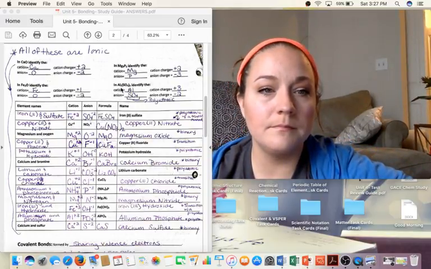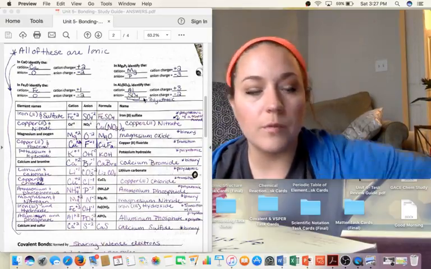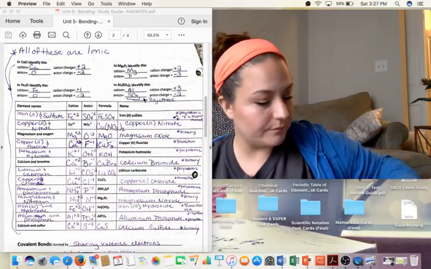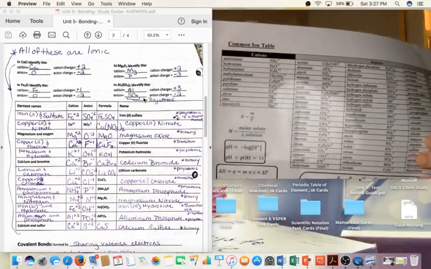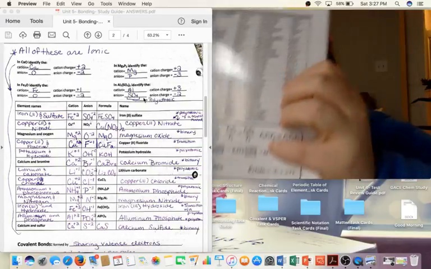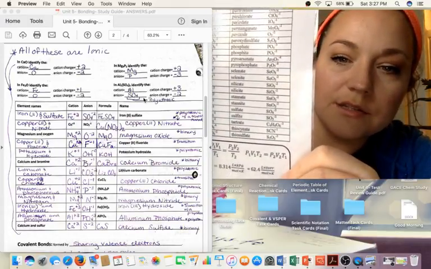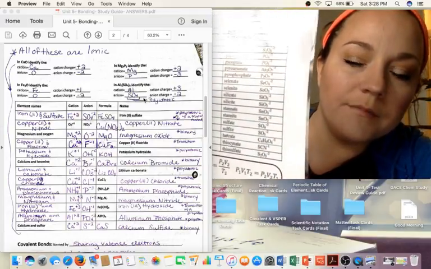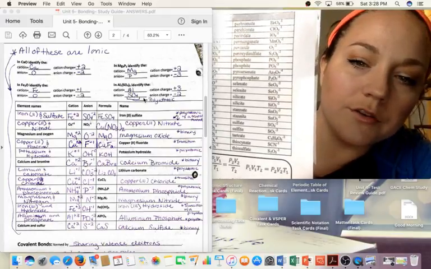Aluminum, and we have SO4. So when you look at the back of your periodic table, all of you should have this. When you look at the back of your periodic table, you will see that SO4 is a sulfate. He's down right here. SO4 has a sulfate. He has a negative 2 charge.